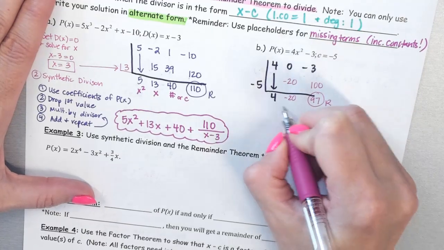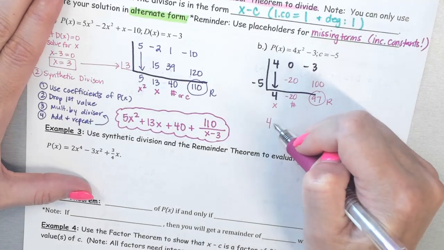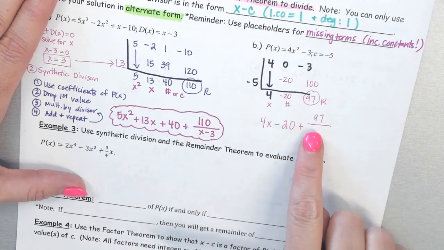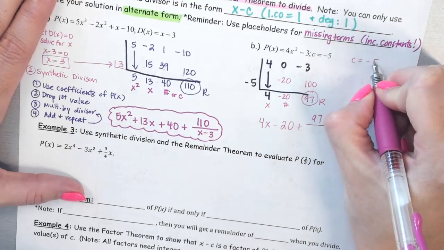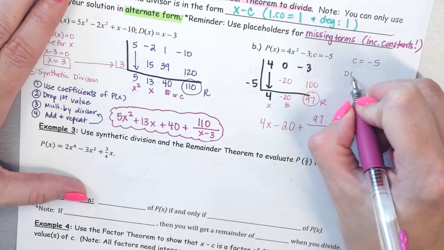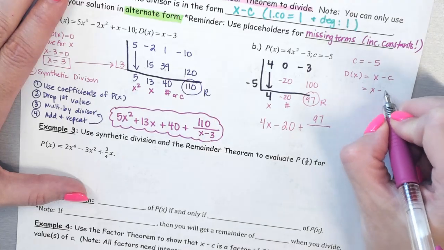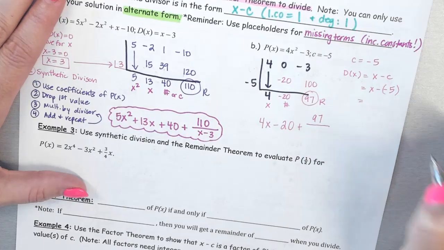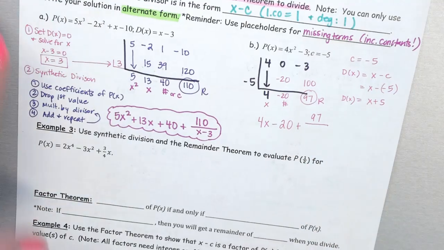Okay, so you have your remainder, your number term, your x term. So it's 4x minus 20 plus 97 over, we have to find d of x. They gave us c. Okay, if c equals negative 5, keep in mind that d of x has to be in the form x minus c. So just plug it in. What's x minus negative 5? X plus 5.